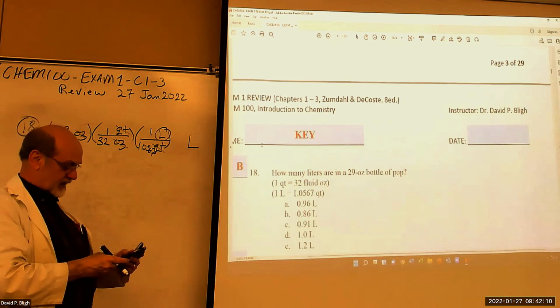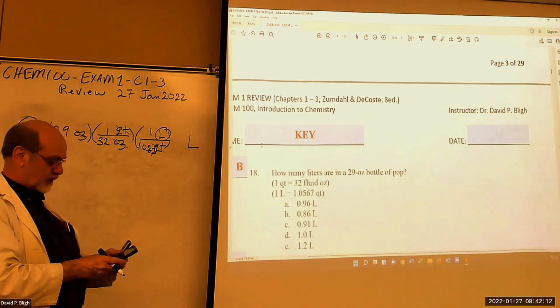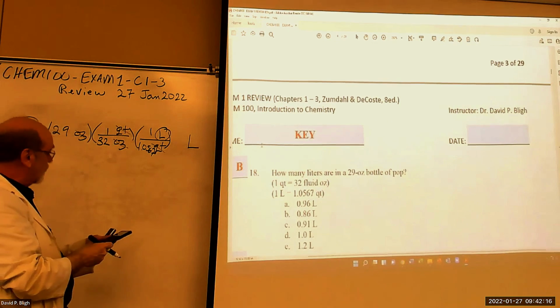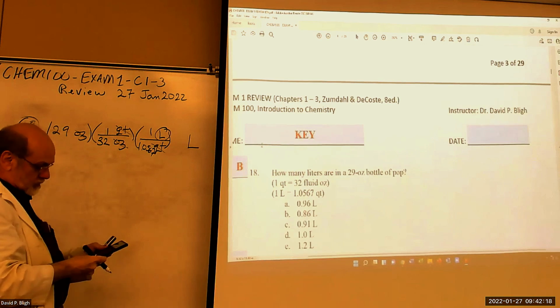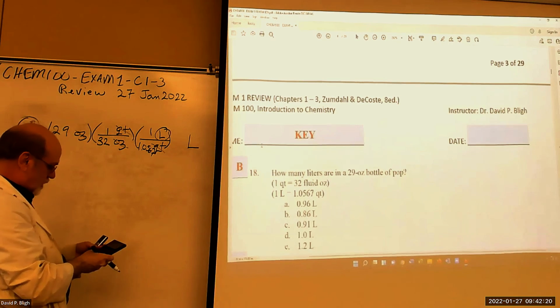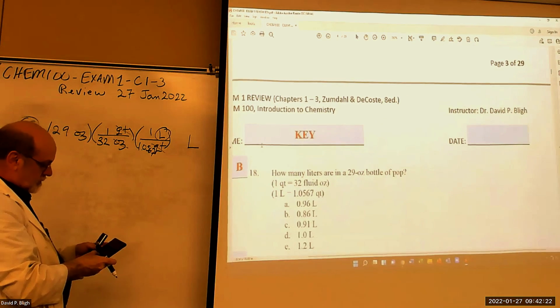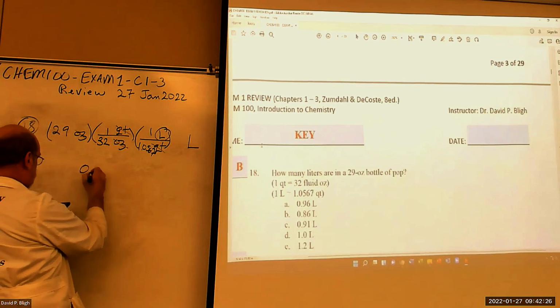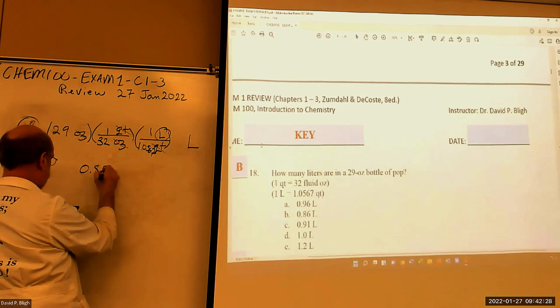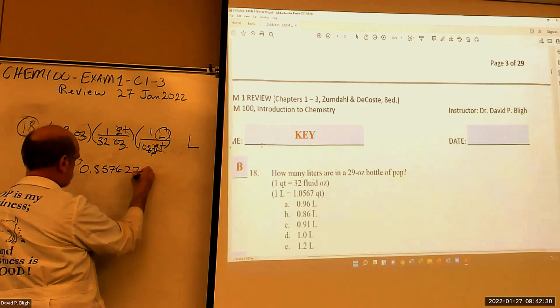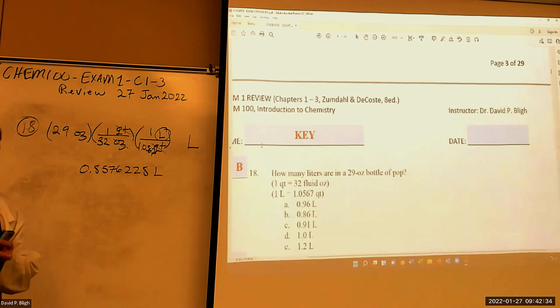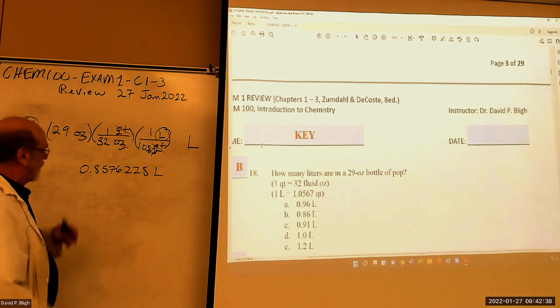So on my calculator, I say 29. And then I say 1 times 1, so that's a no-brainer. Divided by 32. And divided by 1.0567. And I get 0.857622. Now, is that the right answer? That's too many decimal places. So we need to round, right?